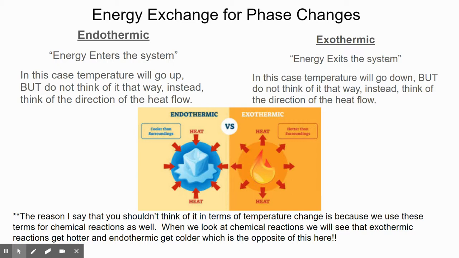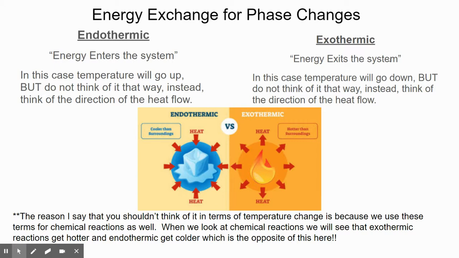So if and when you get to eventually take chemistry, you'll see that it's different in a physical change and chemical change. They're opposites. So I don't like to think of it as, is the temperature changing? What's happening to the temperature? I think about it, where is the energy going? Is it going into the system or out?